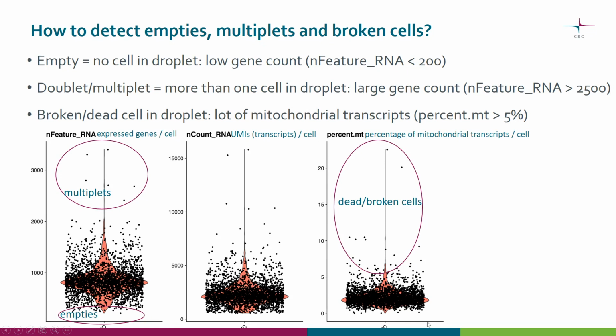So here we have that plot. Now on the y-axis we have the percentage of mitochondrial transcripts, and you can see that for most cells this percentage is like 2.5, but then you have some cells which are really high up here, and it's very likely that these are broken cells or even dead cells. So what we want to filter out in the next stage is these ones here, these ones here, and these ones here.